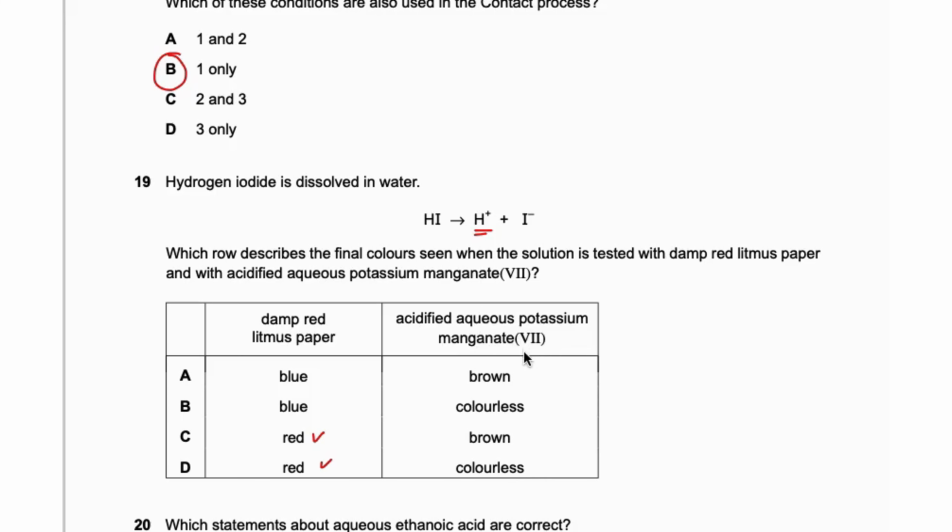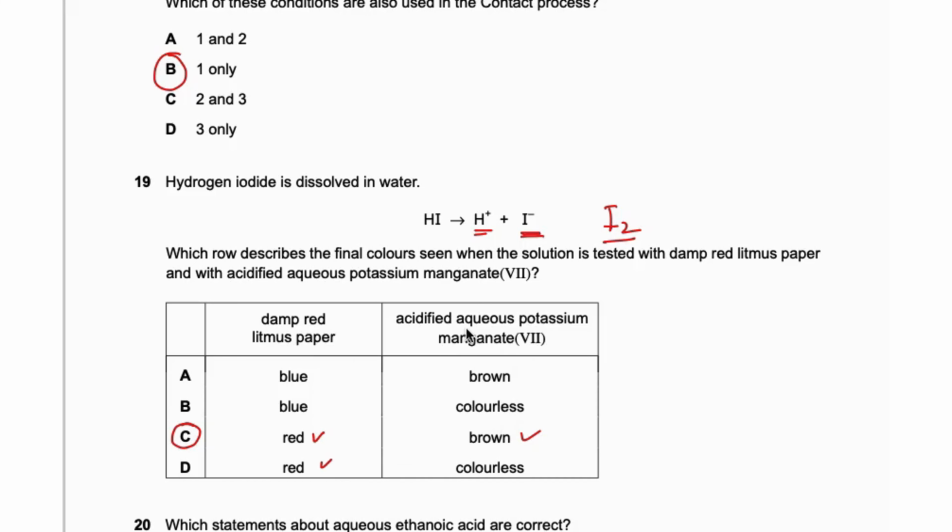Acidified aqueous potassium manganate is there. What color will be produced? Acidified aqueous potassium manganate is an oxidizing agent. So it will oxidize iodide, I-, to iodine molecule. So what happens here? Iodine I2 will be formed and I2 color is brown. So the answer is C, not D.